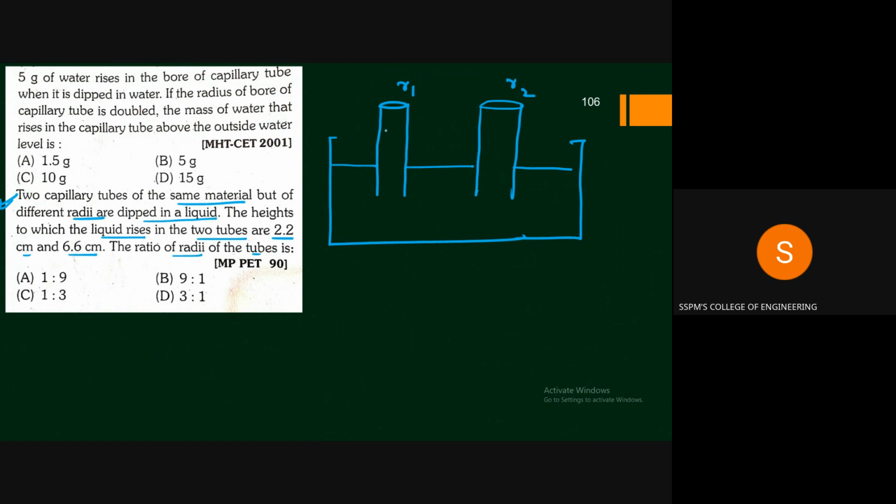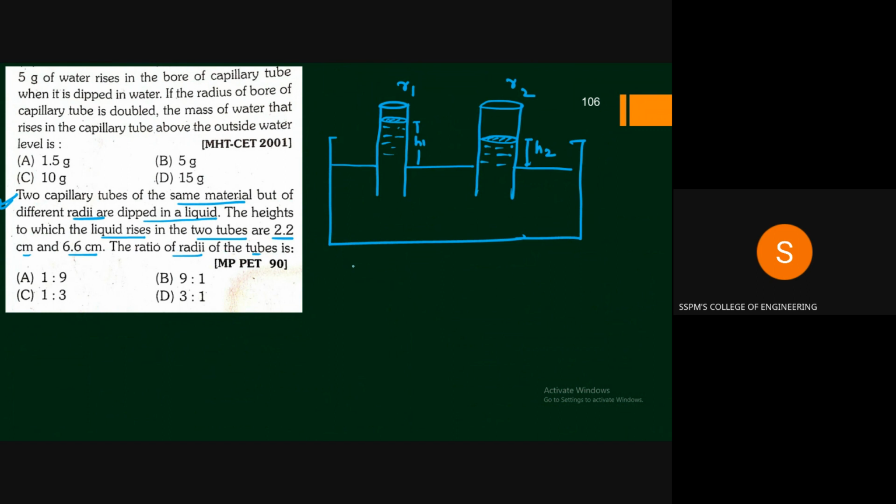Okay. So in the first glass tube, this is the rise of the liquid. Let us assume this height as h1. In the second tube, this is the rise of the liquid. Let us assume this as h2. So we have to find out the ratio of their radii.